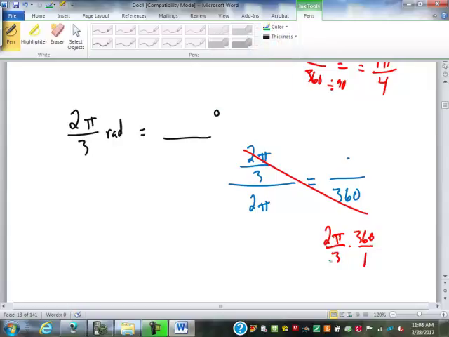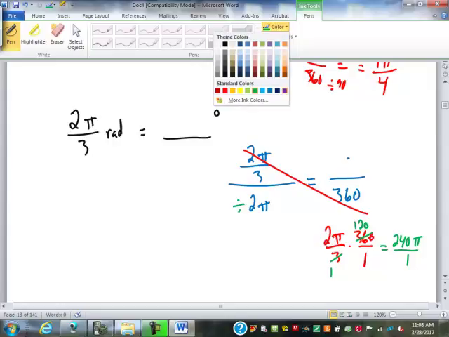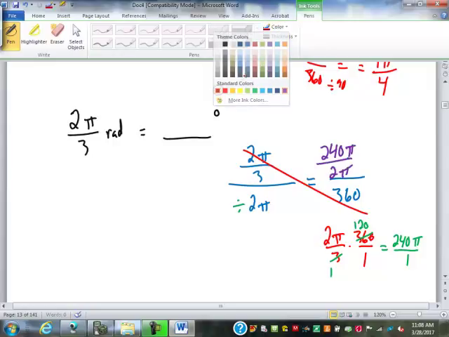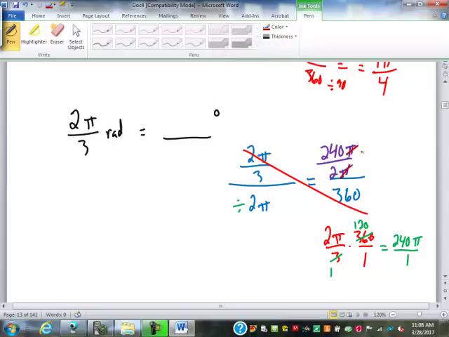I would cross cancel the 3. This is 1 and this is 120. 2 pi times 120 is 240 pi. 1 times 1 is 1, so it's 240 pi over 1. Then we've got to divide by the 2 pi. So this is 240 pi divided by 2 pi. What happens to the pi's? They divide out. 240 divided by 2 is 120. It's 120 degrees. Does that make any sense?